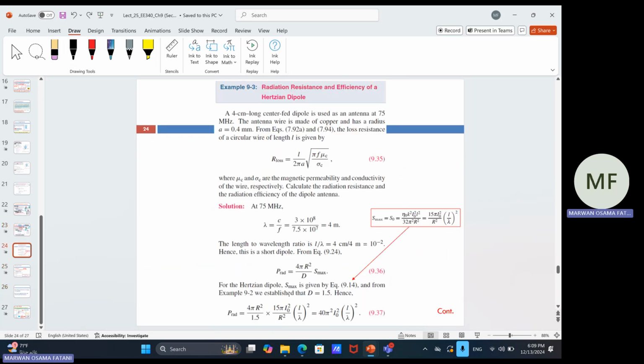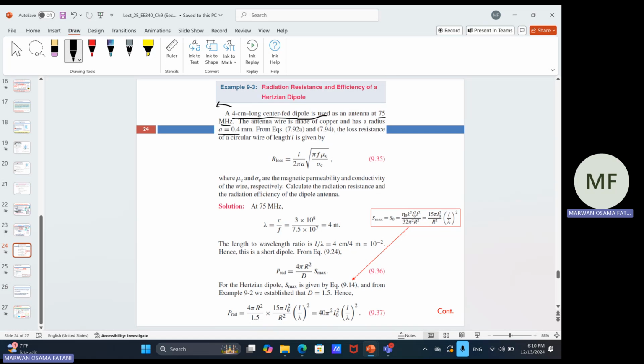Now we're going to end this whole session with the last example, which is 9.3. So we have a 4 centimeter long center-fed dipole. Let's note the values that we have. We first have our length, and then we have 75 megahertz, since it's used as an antenna at 75 megahertz, so that's our frequency. The antenna wire is made of copper and has a radius of a equal to 0.4.